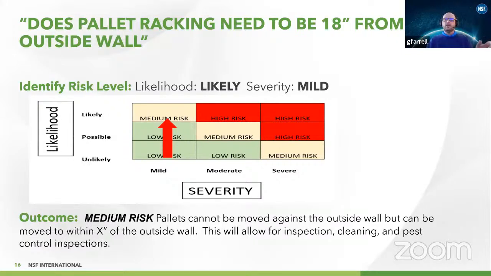So this is one of those things where, based on the records that we saw, we're kind of in control, but not really. So we put it as a medium risk. It came out as a medium risk, and we've made the changes accordingly.